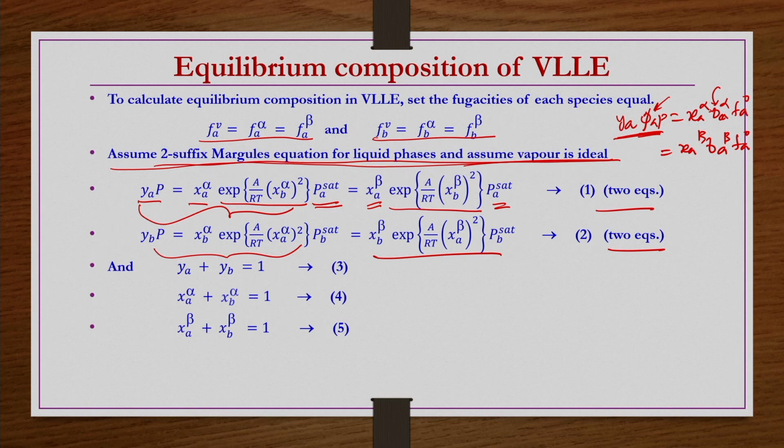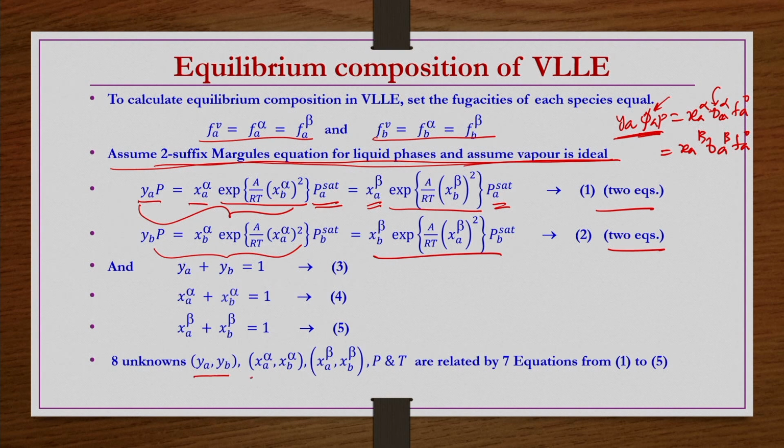So, total 7 equations are there, right. So, then how many unknowns are there? YA, YB, XA alpha, XB alpha, XA beta, XB beta, P and T. Out of these variables, how many of them are independent variables, and in order to find these independent variables, what should be the degree of freedom, that you can calculate, and accordingly you can use these equations for solving the equilibrium composition, right. So, all these 8 unknowns are related by these 7 equations.